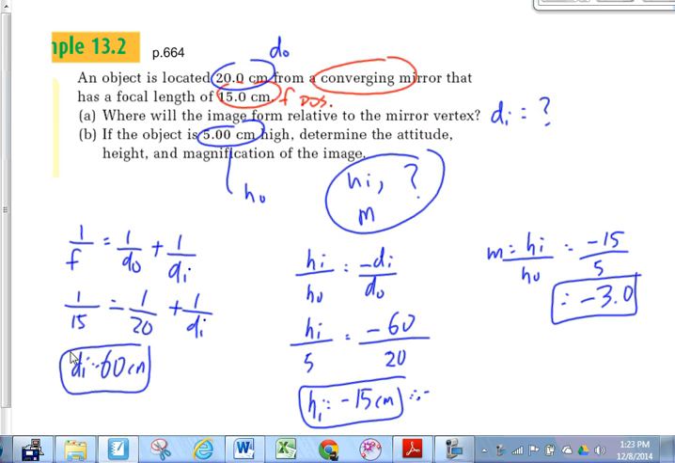Lucas, you have a question? Okay, glad I could help. It's inverted. Good.